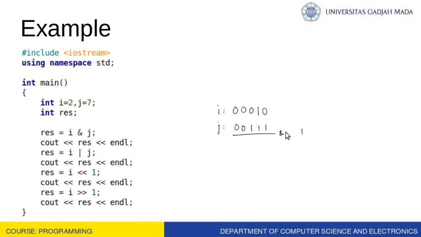So for the AND operator, it will be 0, 1, 0, 0, 0. So if you do the AND operator, the result will be equal to 2. Okay, you can try the other operator.